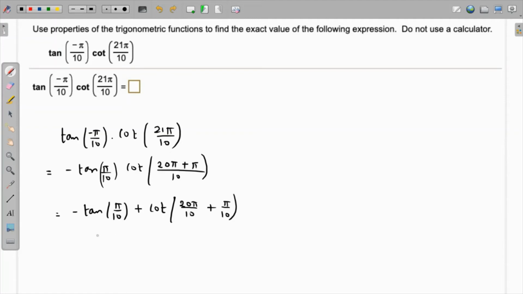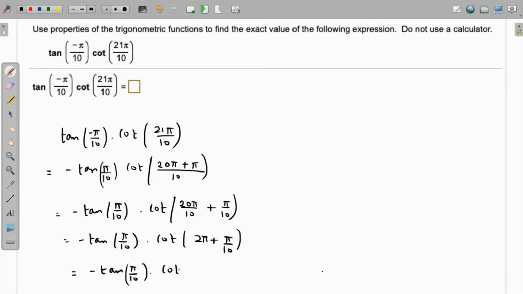So 20 is divisible by 10. And if I do that division, that's going to come up as 2 pi plus pi over 10. And as per the reduction formula, cot of 2 pi plus pi over 10 is nothing but cot of pi over 10, right? Because that will be in quadrant 1, and in quadrant 1 all the trigonometric functions are positive. So I just rewrite it as cot of pi over 10.